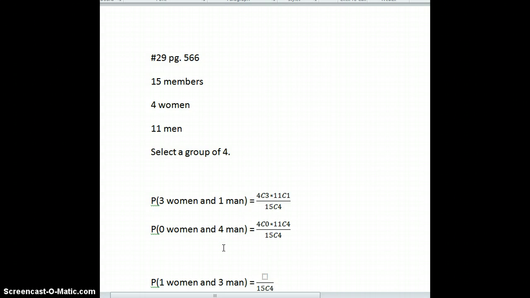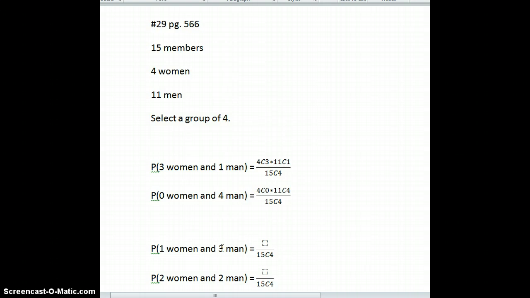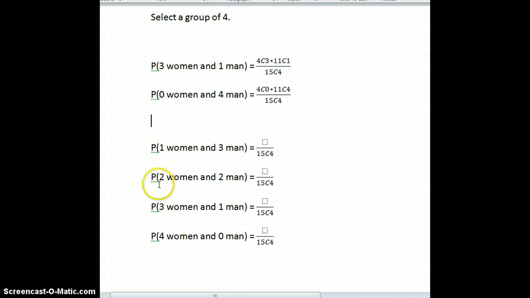And then part C, at least 1 woman. So there's 4 options for at least 1 woman. There could be 1, 2, 3, or 4. That would be groups with at least 1. So you could follow this similar pattern, figure all these out, and add them together. And that would give you the probability of at least 1 woman.